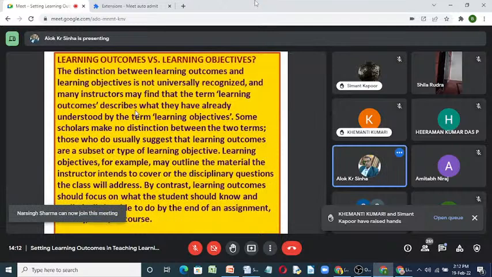So learning objectives, for example, may outline the material the instructor intends to cover or the disciplinary questions the class will address. By contrast, learning outcomes should focus on what the student should know and realistically be able to do by the end of an assignment, activity, class, or course.